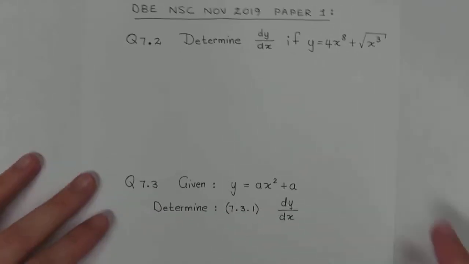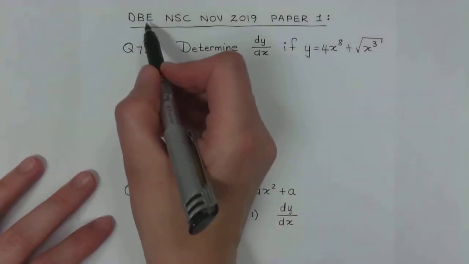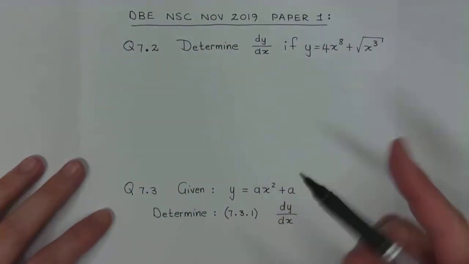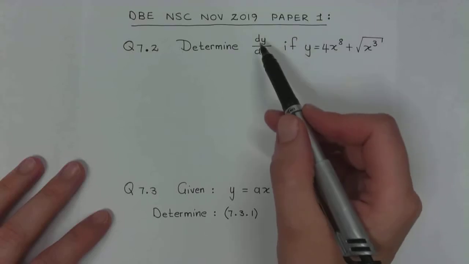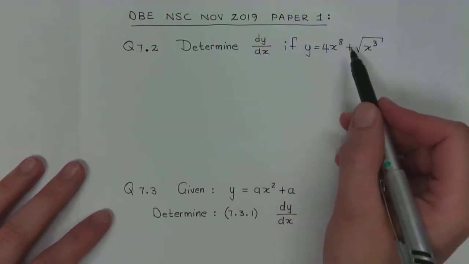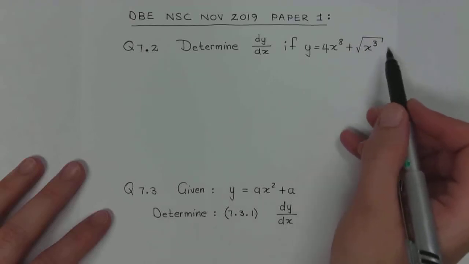Okay, continuing with the next example. The next example is from the Department of Basic Education, and this was their November 2019 paper 1. In this particular example, they said, determine dy over dx if y is equal to 4x to the power of 8 plus x to the power of 3 underneath the square root.